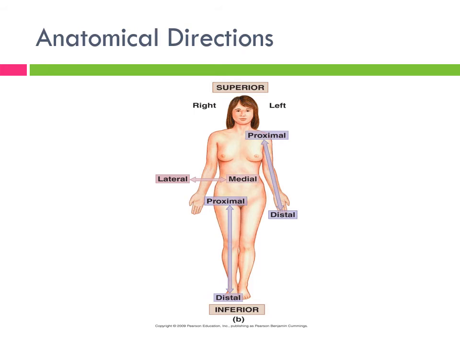So if we go back to our discussion of anatomical position, we see that the thumb is lateral to the pinky. If our palm was facing backwards, the thumb would be medial to the pinky. So we always need to be in that anatomical position so we know where everything is.